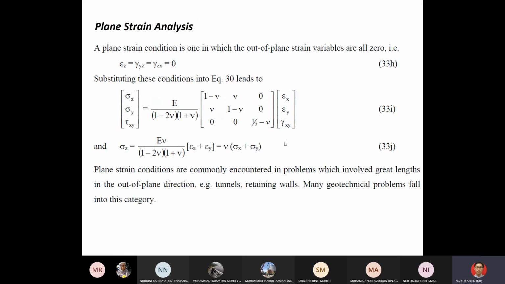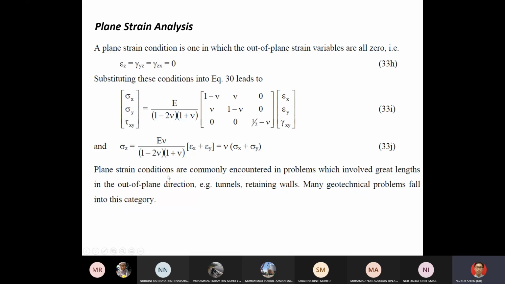And then for plane strain analysis, it is where we have the condition that epsilon z equal to 0, and the shear strains are also 0. This is related to strain, so all these parameters are 0. Then you input them into the earlier matrix form, and you will get this simple matrix form. With this epsilon, we have the parameters, then we can get the stress. Or the other way around.